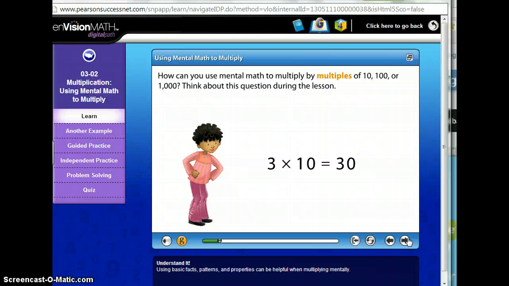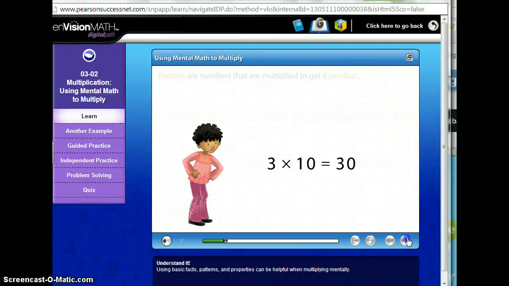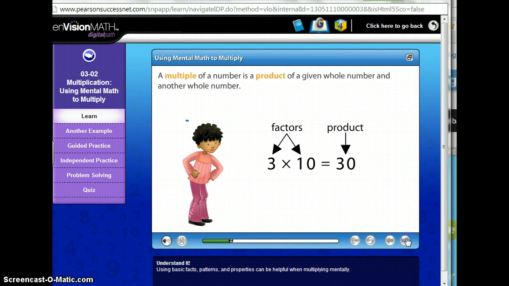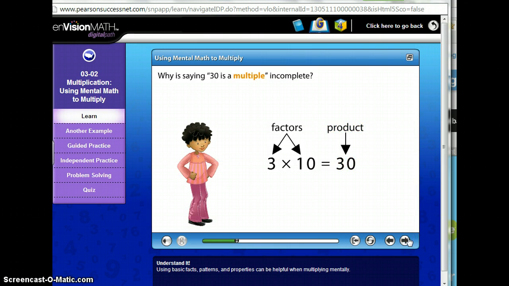So 3 times 10, an easy way to do this if you're not comfortable doing it in your head is ignore the 0. 3 times 1 is a basic fact that you should know: 3. How many zeros were in the problem? There was 1 zero, so you added it into your answer to get 30. Again, factors are the numbers that get multiplied together. The product is the answer.